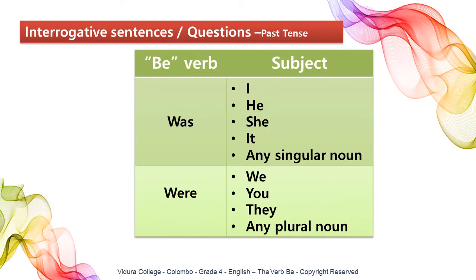Now let's see how we can make interrogative sentences. As I told you earlier, we have to place the be verb at the beginning of the sentence. For the subjects like I, he, she, it, or any singular noun, we have to place the be verb was. Next, for the plural nouns like we, you, they, you have to write the be verb were. As we are making questions, we place the be verb at the beginning of the sentence. We'll see more examples.